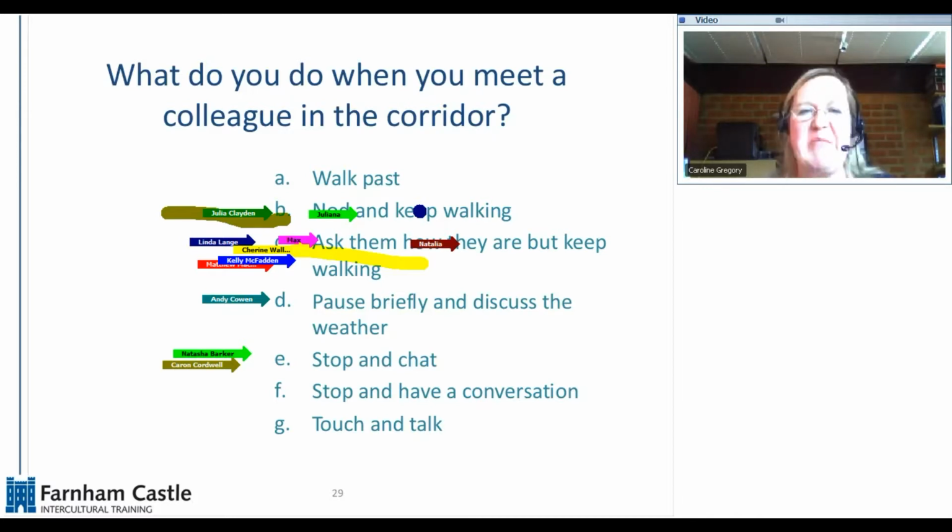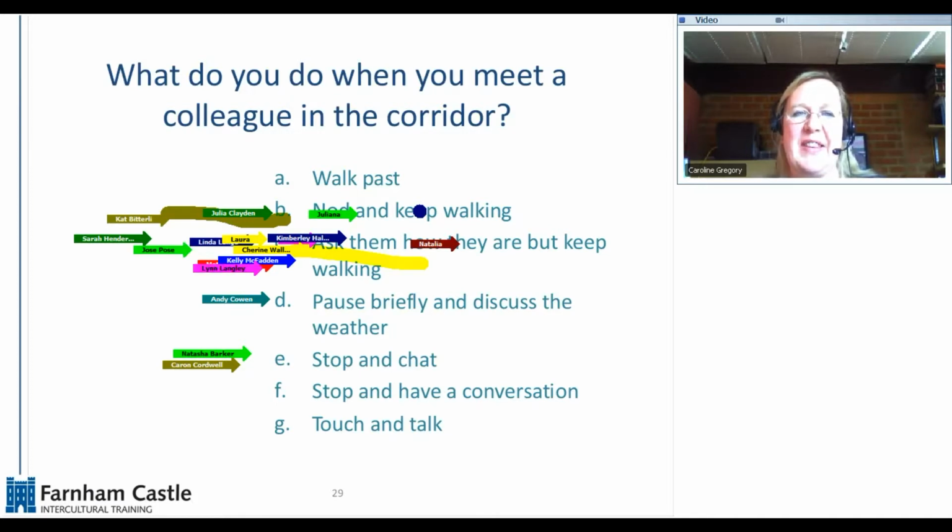And one question I'm asked a lot by people who are coming to live and work in Britain is, why do my colleagues ignore me in the corridor? We might have had a very good conversation in a meeting or at lunch or even socially, and yet in the corridor they don't really respond to me.